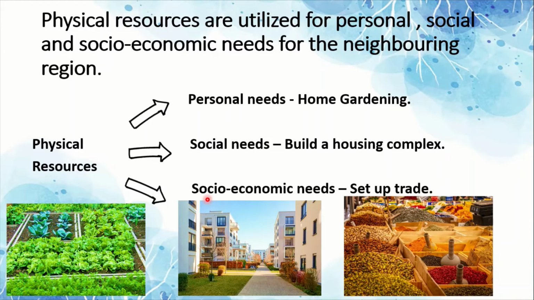Building a house, home gardening, getting water from a well, and parking our own vehicle are the personal needs we fulfill from land. Building a housing complex, cultivation for food needs, constructing buildings for public needs, and making roads and railways are social needs. Then let's see the socio-economic needs of land.